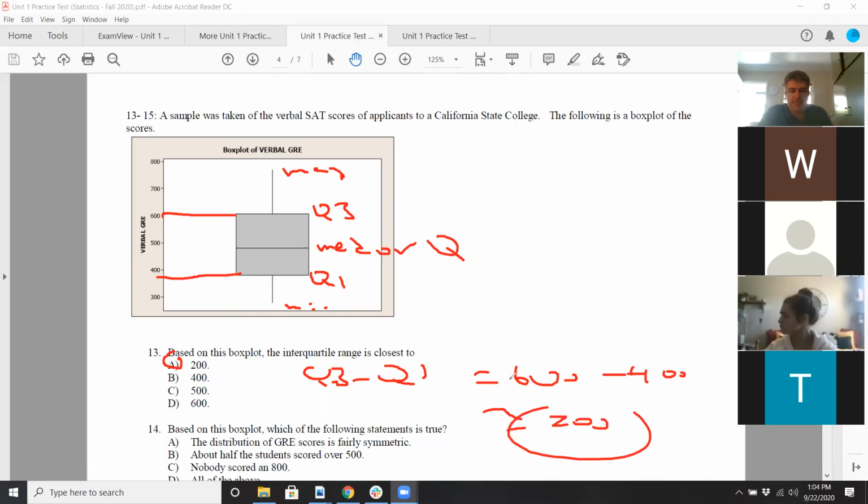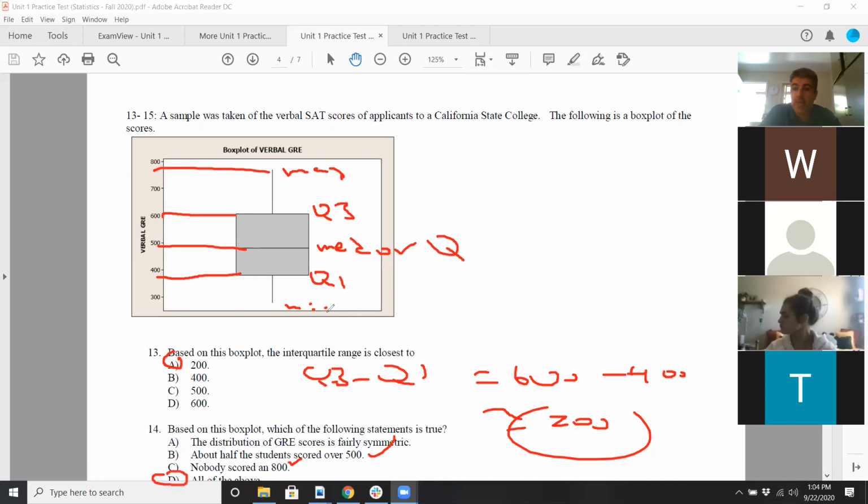Now here, about half the students scored over 500. Yeah, I'd say so. The median's about 500, and the median's the 50th percentile. Yeah. Nobody scored an 800. Yep, nobody scored an 800. Because your max was right there. So I would say that's true. So definitely the answer is going to be D now.